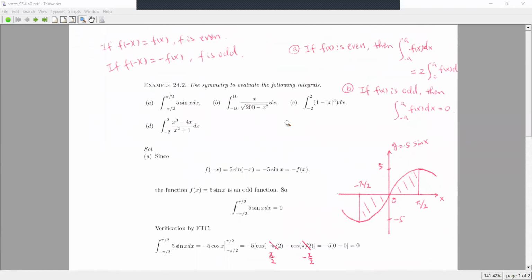Now, the integral in B, the function is quite complicated this time. So if you want to use the fundamental theorem to compute this integral, you need to find an antiderivative for this function. It is difficult to find one. But anyway, this example only requires using symmetry to evaluate the integrals.